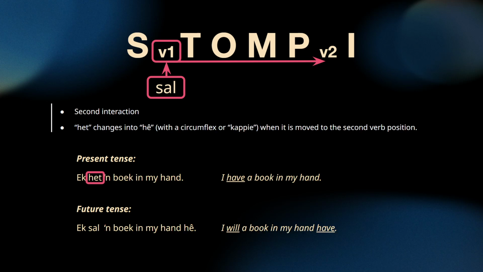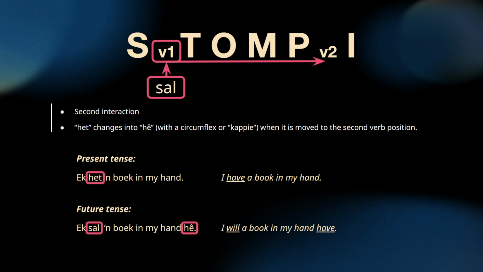Our second interaction is when we have het in our first verb position, but I do need to point out that het here means to have. Ek het 'n boek in my hand. I have a book in my hand. Het can be confusing because het is also a past tense indicator, so when we move them, they behave differently so that we can tell them apart. So, het meaning to have, when it is in my sentence, in the future tense, I'm going to put sal into my first verb position to indicate this is future tense. And when this het, meaning to have, moves to the second verb, it changes into he.